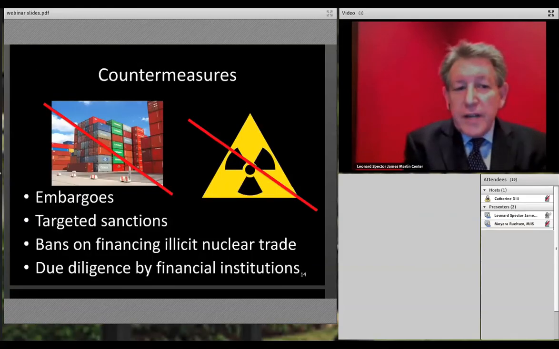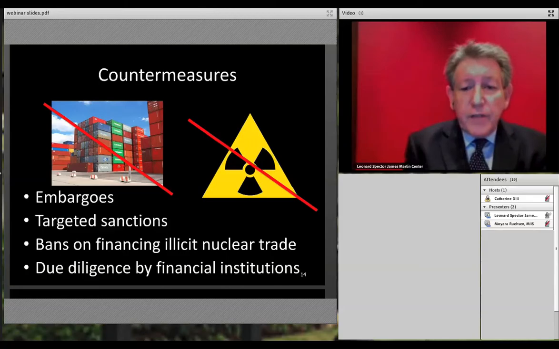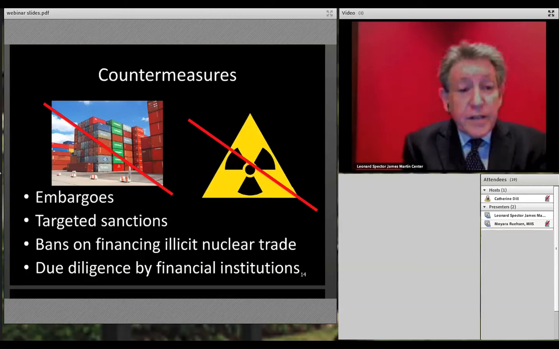Let's go to the next slide and think about the countermeasures that are available to try to stop some of these efforts. Many of these, that's why we want to talk about them, are focused on the financial dimension of these transfers of nuclear and missile-related goods. These include embargoes, that's the first step, on the transfer of these goods to Iran and North Korea, targeted sanctions that we'll talk about, bans on financing of illicit nuclear trade, and due diligence by financial institutions.